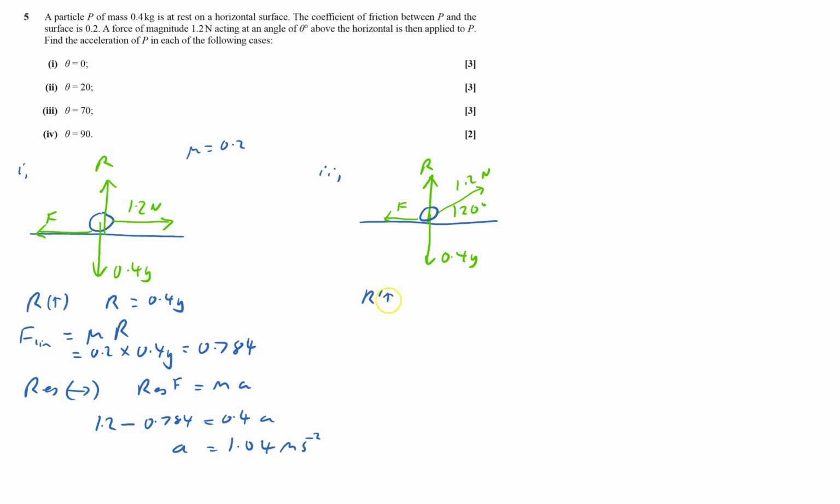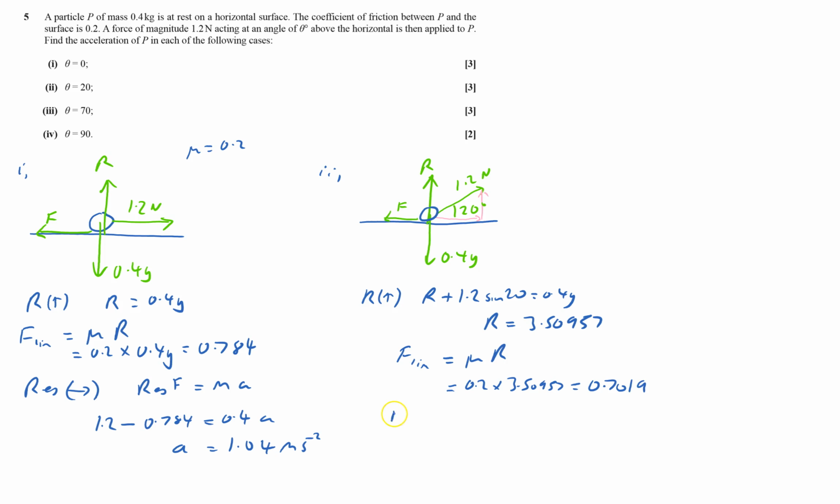I've got to resolve upwards. A little bit more careful now because I've got this component here. If I split that into its components, I've got this component here and this one there, and it's this bit which is the up component. So I get the whole of R, plus 1.2 sin 20, and that's going to equal 0.4g. And so R will equal 3.50957. F limiting, limiting friction, equals mu R, otherwise F is less than or equal to mu R, and that will equal 0.2 times 3.50957, and that equals 0.7019.